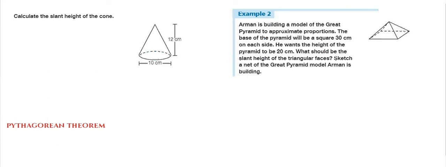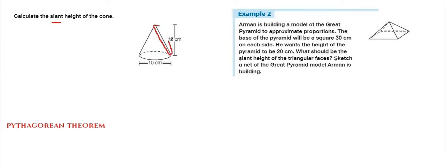Class, finding what we call the slant height on a three-dimensional figure like a cone or a pyramid involves use of the Pythagorean theorem. Now, which part is the slant height? It's the part that's slanting. It's this right here, as you may have guessed.